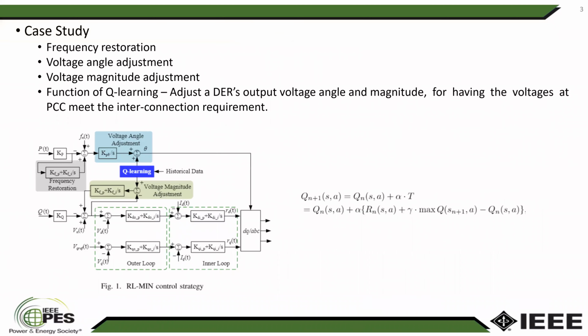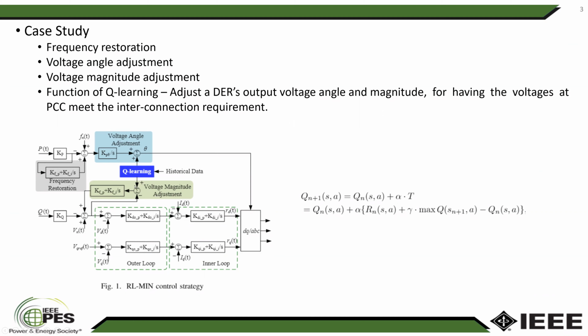Here is a brief introduction of our reinforcement learning enabled DER controllers. We have 4 blocks in the controller. The first one is frequency restoration. That means when we isolate a system, we eventually restore the frequency to the nominal frequency. Then we have a voltage angle adjustment and a voltage magnitude adjustment, and their input is from the Q-learning block.